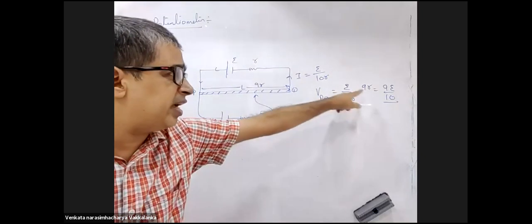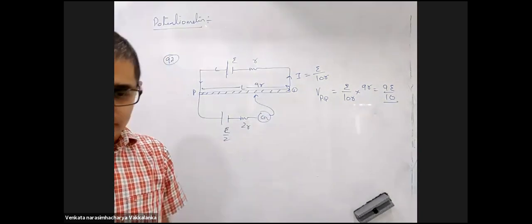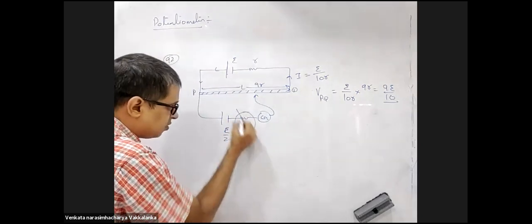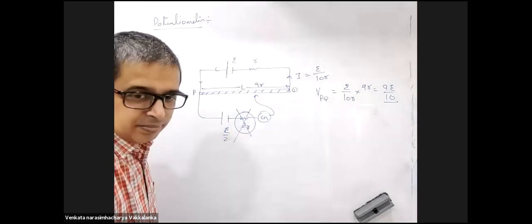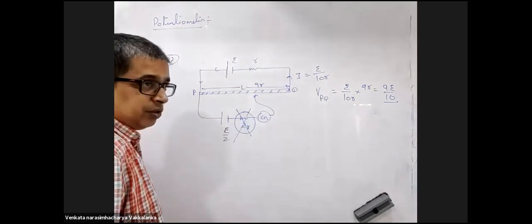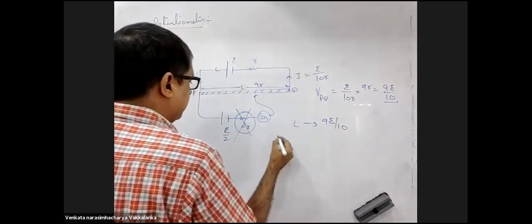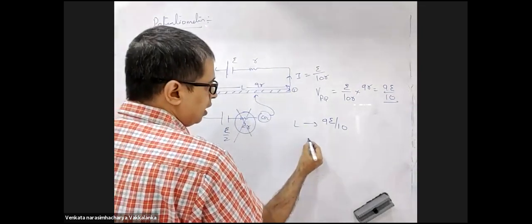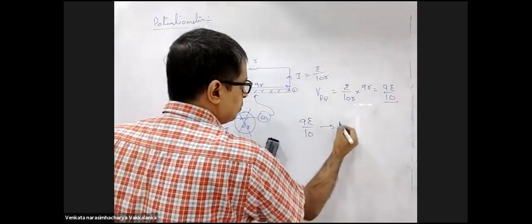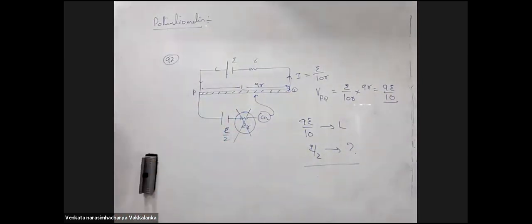Yes, sir. How did you find out that I into R? Now you are asking me where will I get the balancing point? See, this resistance is unnecessarily given to you to confuse you. For length L, it is 9E by 10. Right? 9E by 10 corresponds to L length. E by 2 corresponds to how much length? Unitary method.